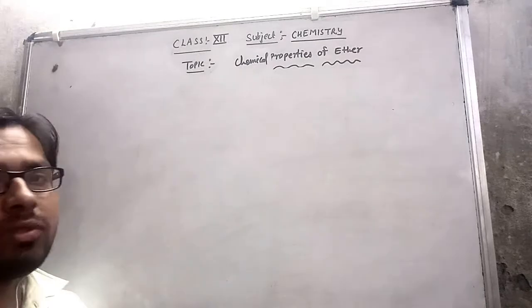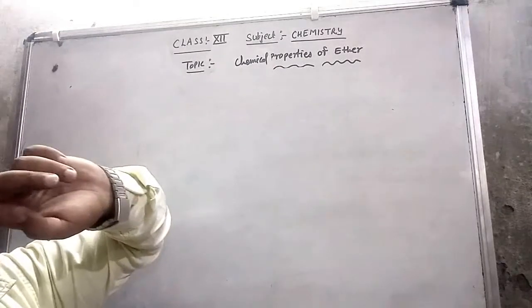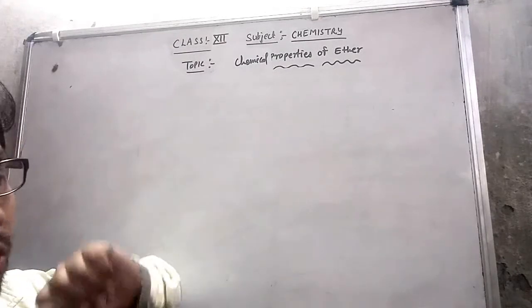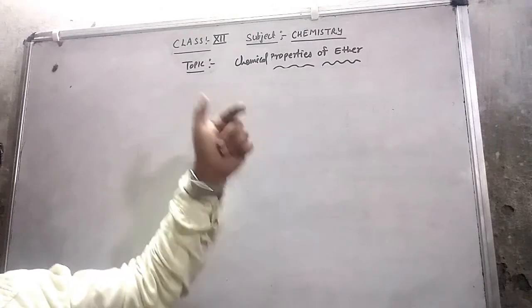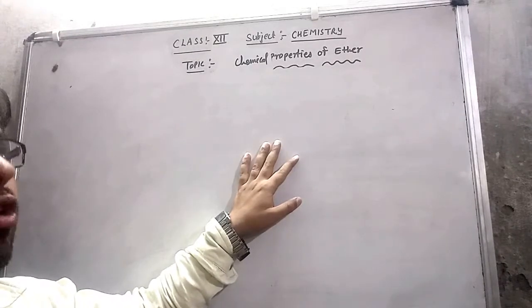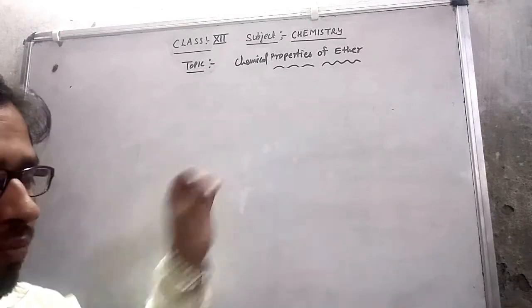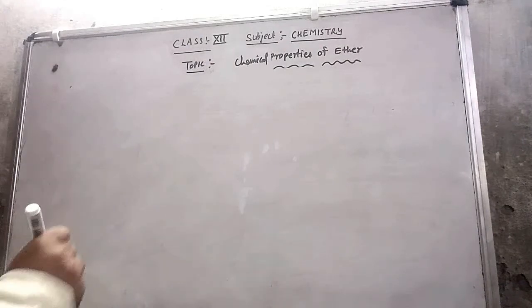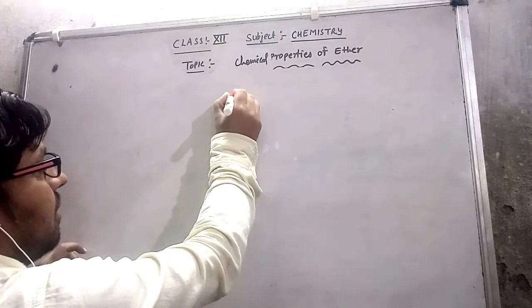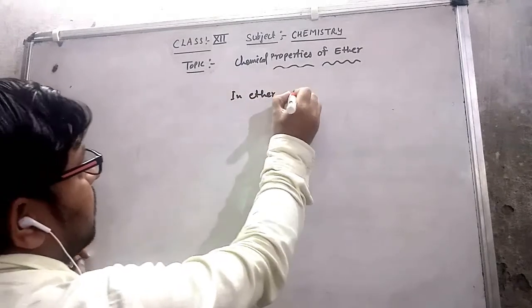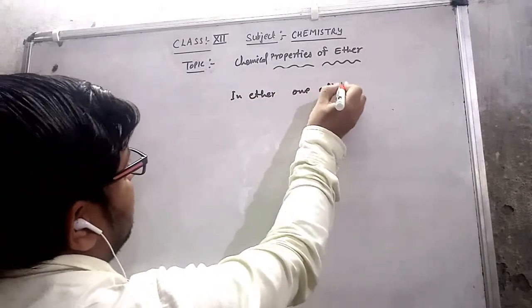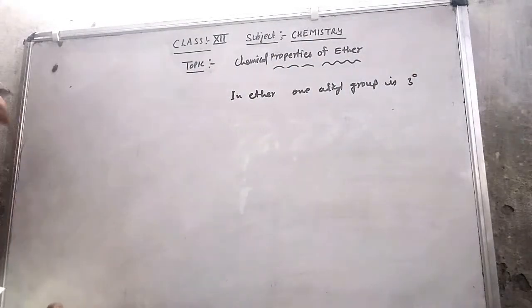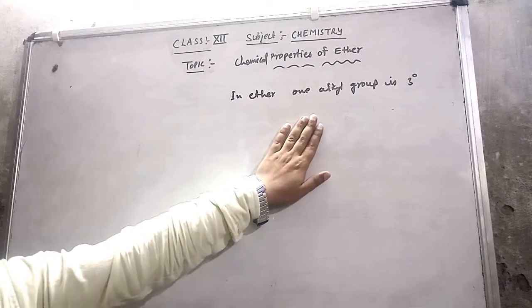Good morning students. In my previous video, I discussed with you some chemical properties of alcohol, in which we have to break the bond between carbon and oxygen. And the last point that I will discuss is for unsymmetrical ether. Now, suppose in any ether, one alkyl group is tertiary.